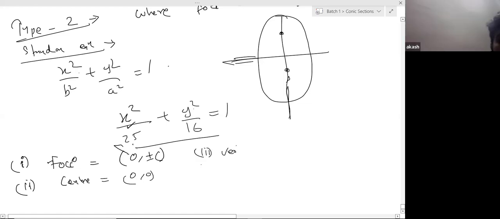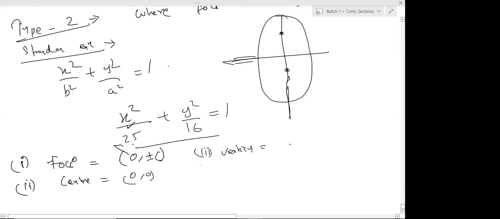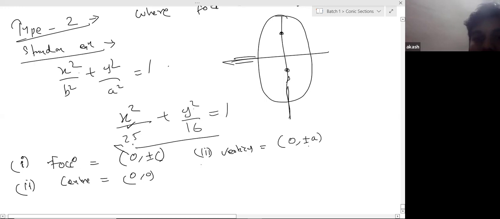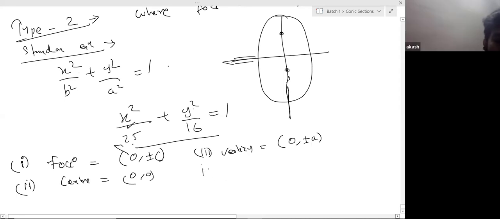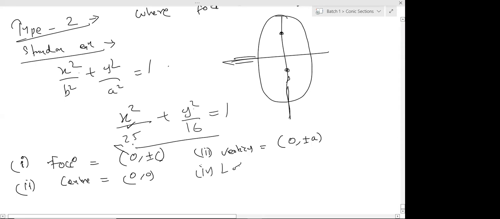Vertices: 0 comma plus or minus a. Remember this. Here we will not be writing plus minus b. This is always 0 comma plus minus a. Don't get confused. What is left? Length of major axis 2a.